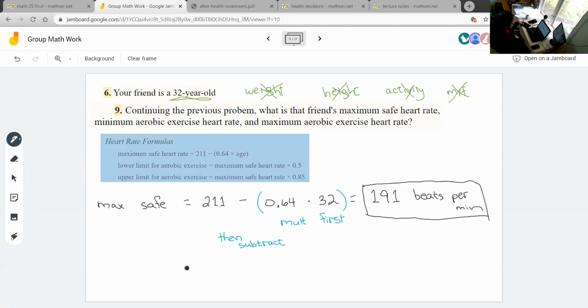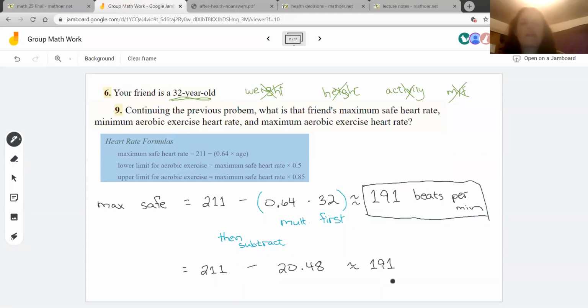Okay, let's do it out then. So 32 times 0.64 gives me 20.48. And then 211 minus 20.48 is about 191. That's what I got. Does that help? 191.